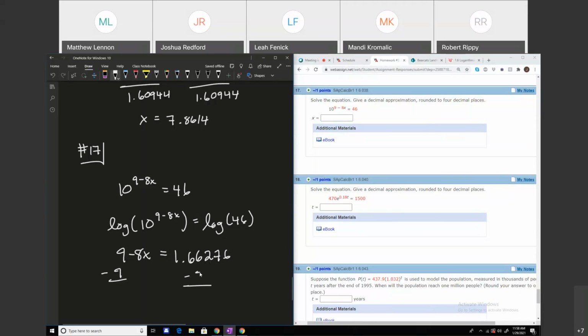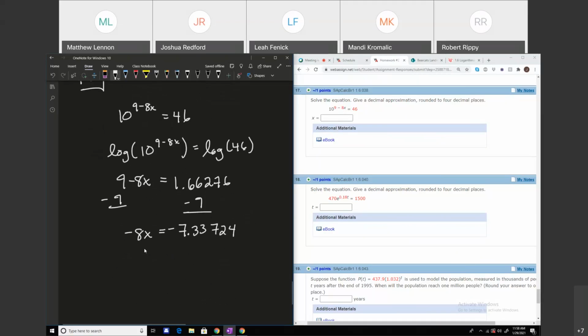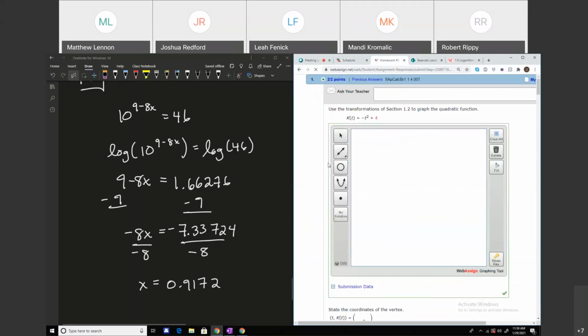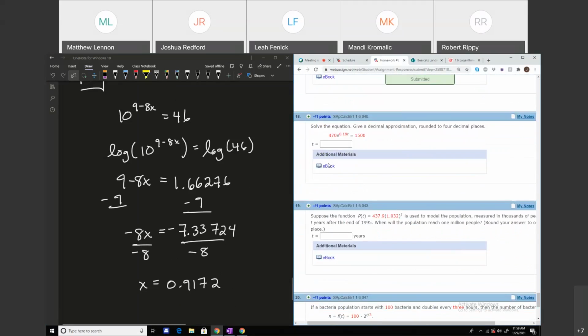Take away 9. So we get minus 7.33724. And then divide by -8. So you get 0.9172. So not as many decimals to fuss with on that one.